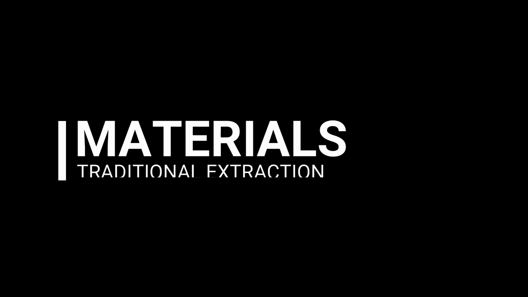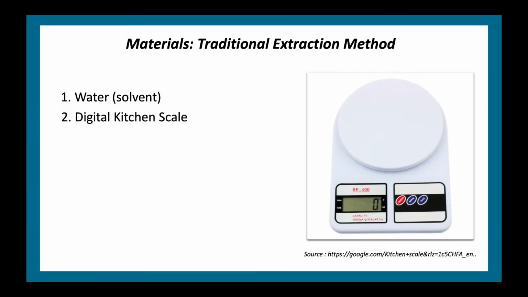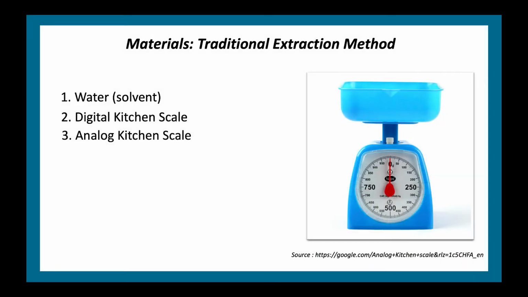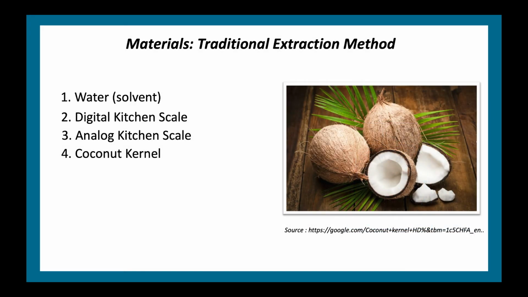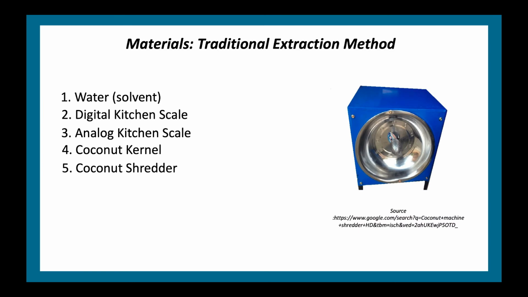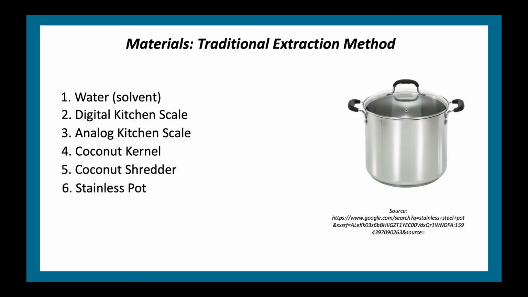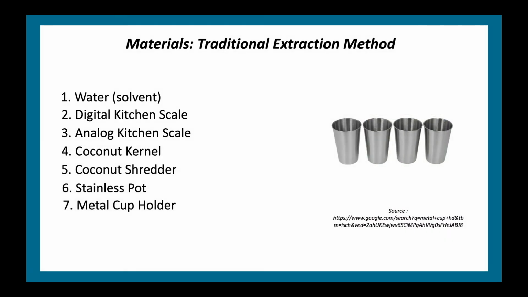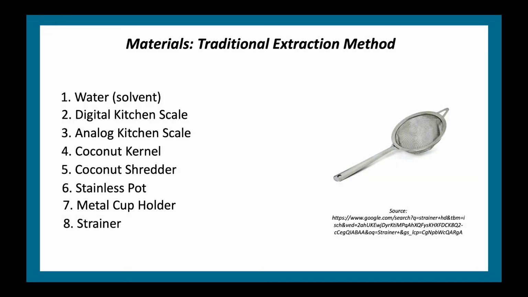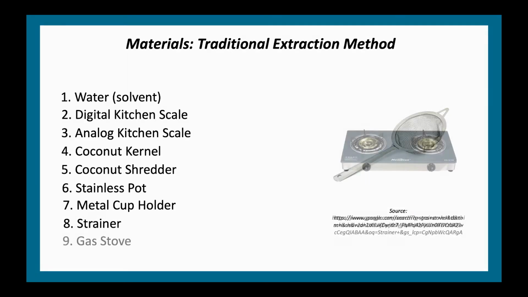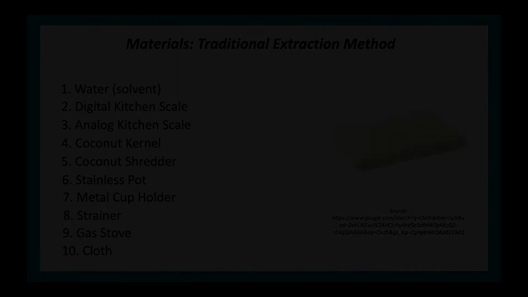These are the materials needed for the traditional extraction method: water, digital kitchen scale, analog kitchen scale, coconut kernel, coconut shredder, stainless pot, metal cup holder, strainer, gas stove, and lastly, cloth.